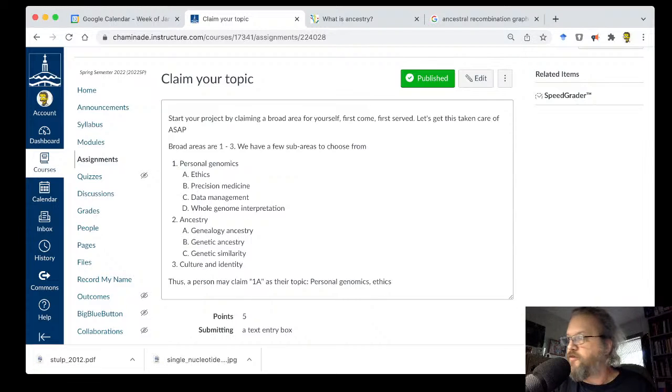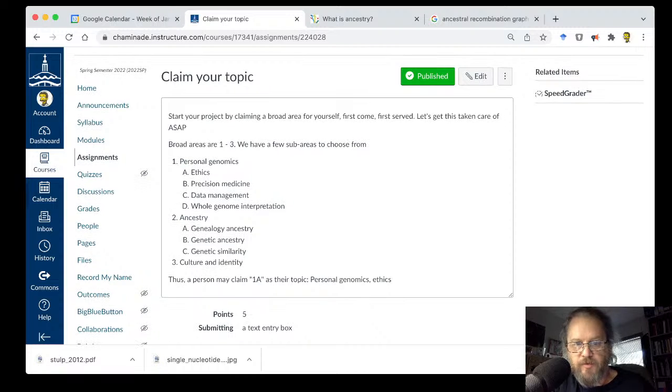So let's say that you're interested in personal genomics, and maybe you're interested in reviewing the idea of how knowing about your genetics can be used in a medical setting. So then your choice would be 1B, right? Personal genomics, precision medicine. Okay. Then submit that, and you'll get your 5 points for participation. But the next step then is to investigate this a little bit, and so that's where the readings come in. So let's see if we can go back here.